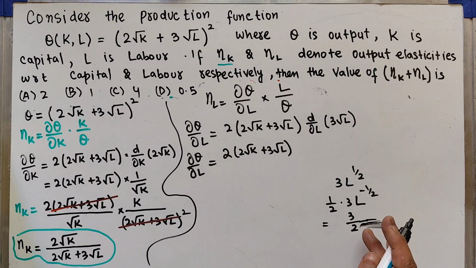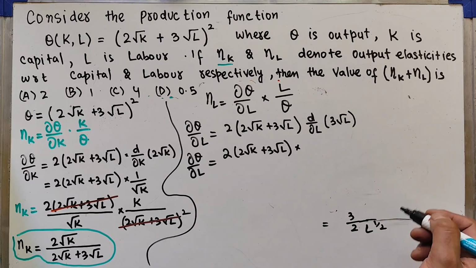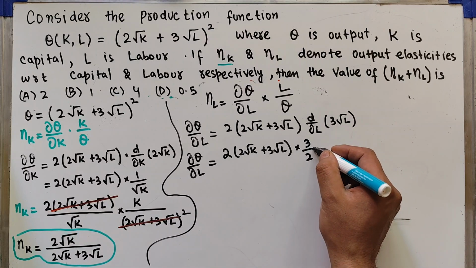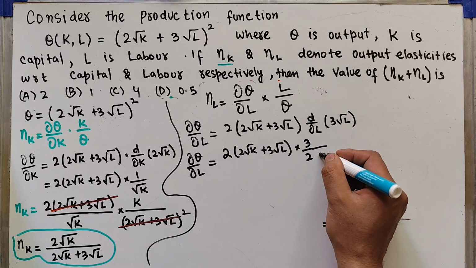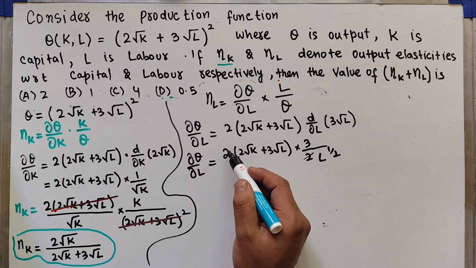Rather, let's write it in this fashion: L raised power 1 upon 2. Okay, so in this place I can write 3 upon 2, then I have L raised power 1 upon 2. Okay, so let me rub this out. Here 2 and 2 will get cancelled.